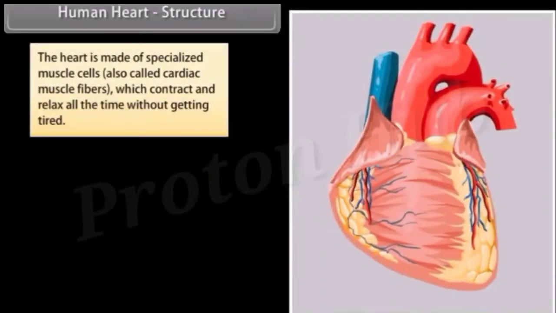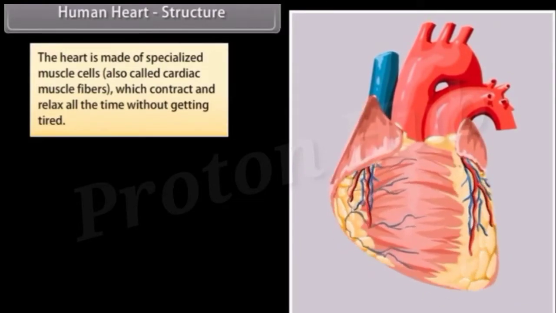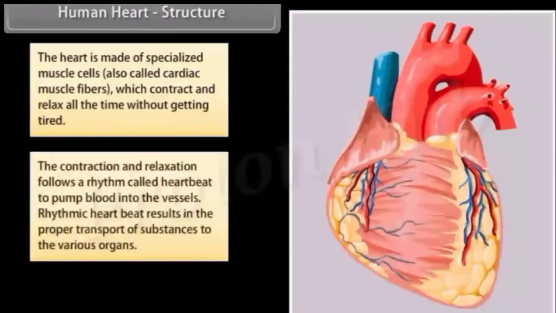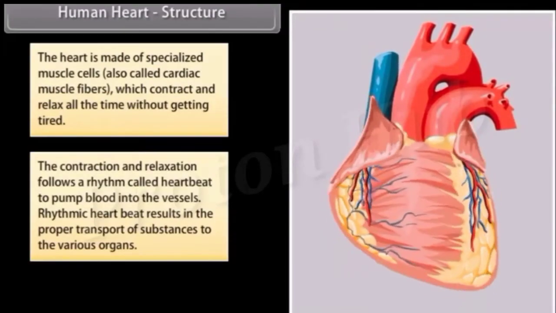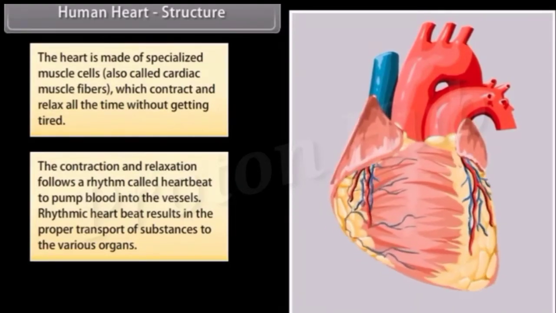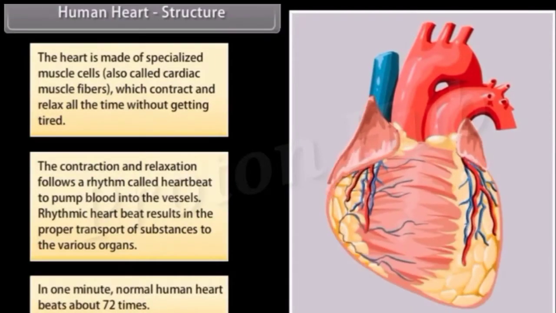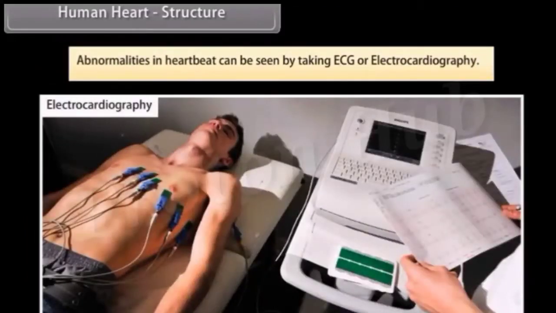The heart is made of specialized muscle cells, also called cardiac muscle fibers, which contract and relax all the time without getting tired. The contraction and relaxation follow a rhythm called heartbeat to pump blood into the vessels. Rhythmic heartbeat results in the proper transport of substances to the various organs. In one minute, a normal human heart beats about 72 times. Abnormalities in heartbeat can be seen by taking an ECG or electrocardiography.